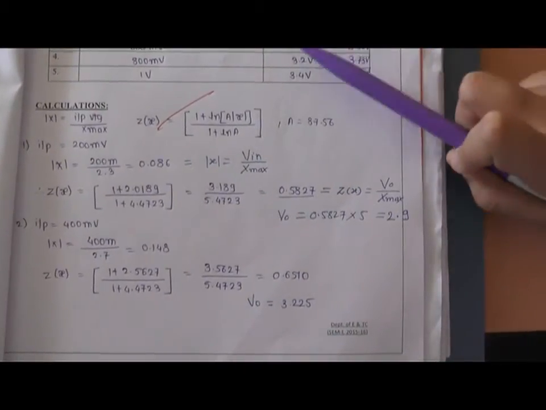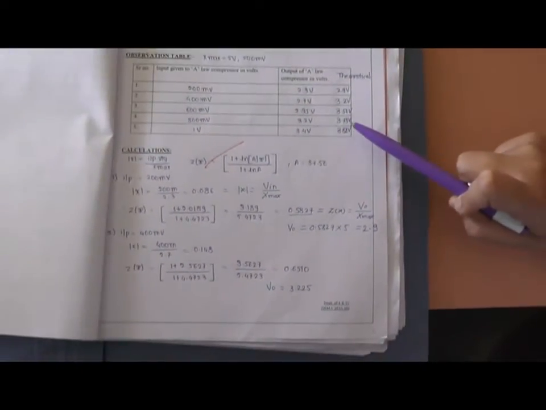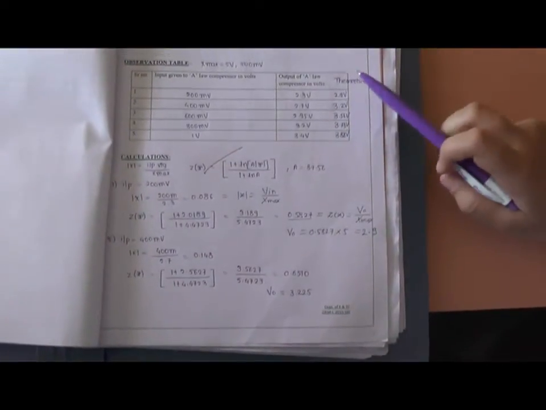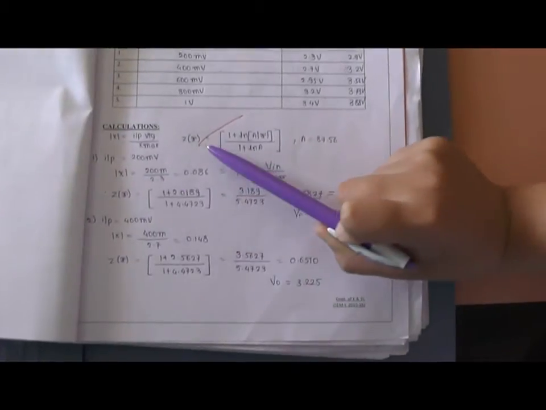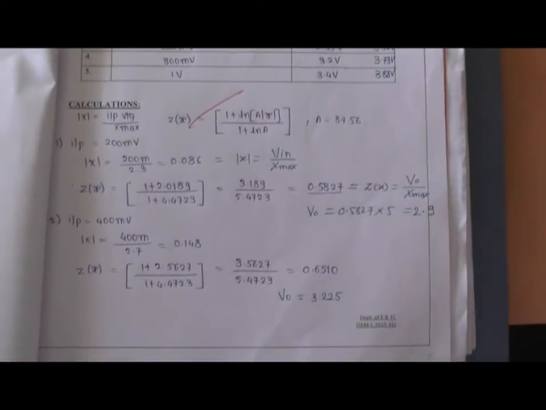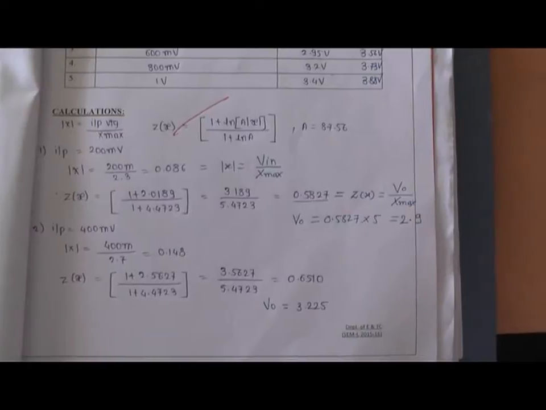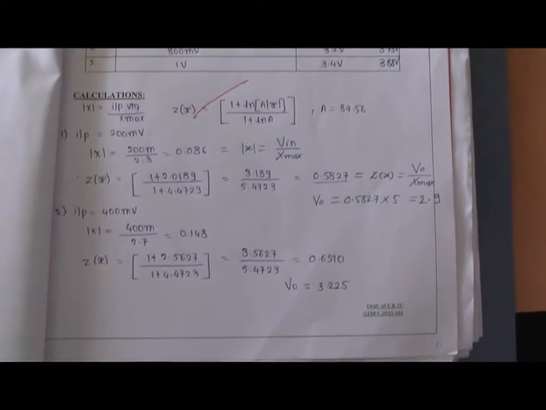On the CRO, we measured the practical values of the output of the ALO compressor, and for the calculation of the theoretical values, the following formulas are used: mod x and zx, and from zx we calculate the VO, which is the theoretical value of the output of the ALO compressor.